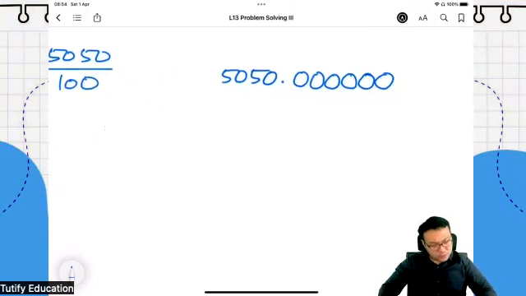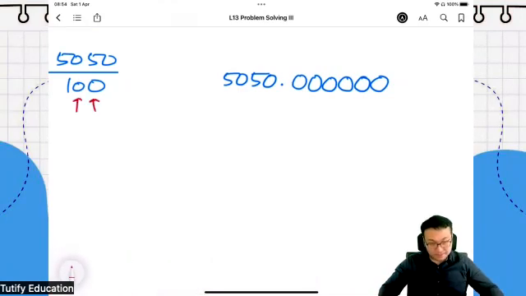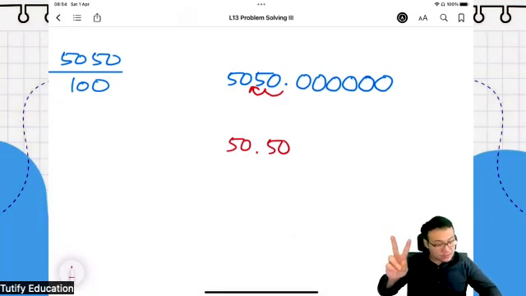But if you want to divide by 100, let me ask you something. How many zeros are there in the 100? 2. If you divide by something that has 2 zeros, you need to move the decimal place 2 times. So the decimal place will be here. The rest of the zeros actually doesn't matter. You just need to move the decimal place 2 times. So your answer will be 50.50.